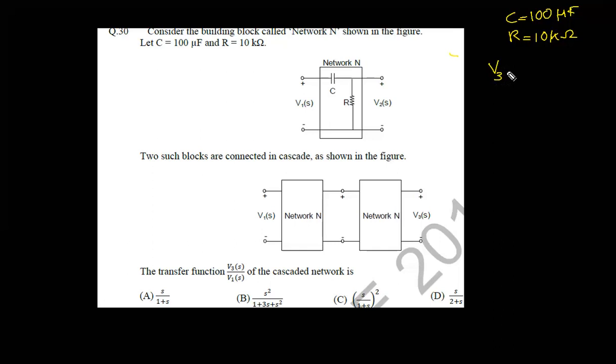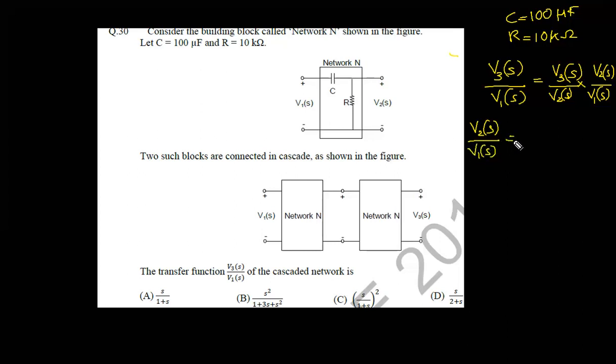So I am marking V3 of S by V1 of S equal to V3 of S by V2 of S into V2 of S by V1 of S, right? Now, what is V2 of S by V1 of S? The transfer function of this simple network, right? Similarly, what is V3 of S by V2 of S? Again, the transfer function of the same network, right? So I am first of all evaluating V2 of S by V1 of S.